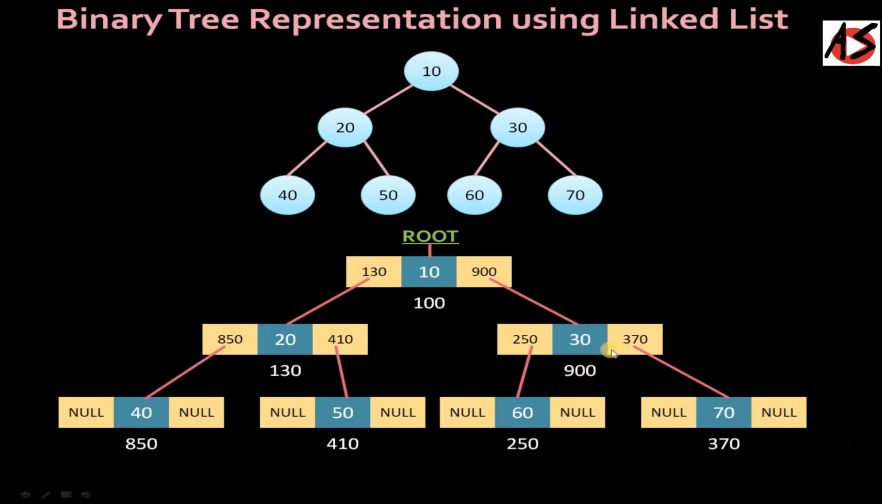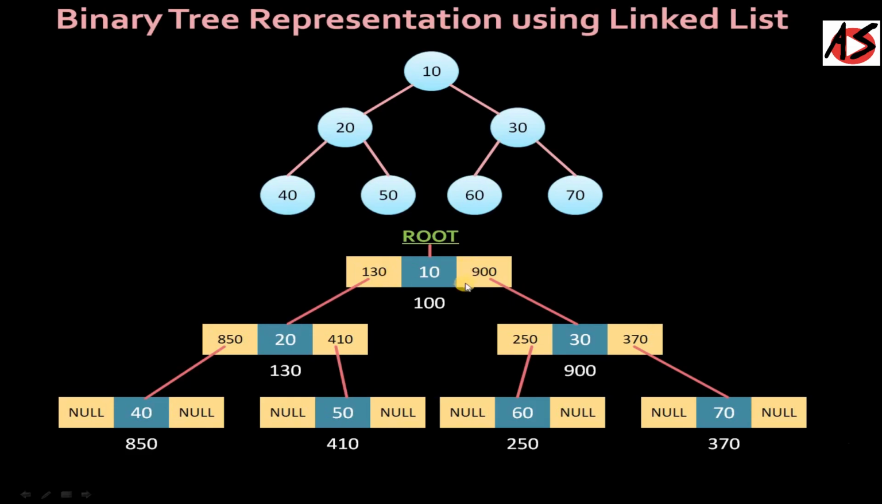From this right child, if you want to access the left child of this child, then you just move to the 250 address, so you can reach 60. In this way, if you know the address of the root, you can traverse the tree. So this is the simple representation of a binary tree using linked list.